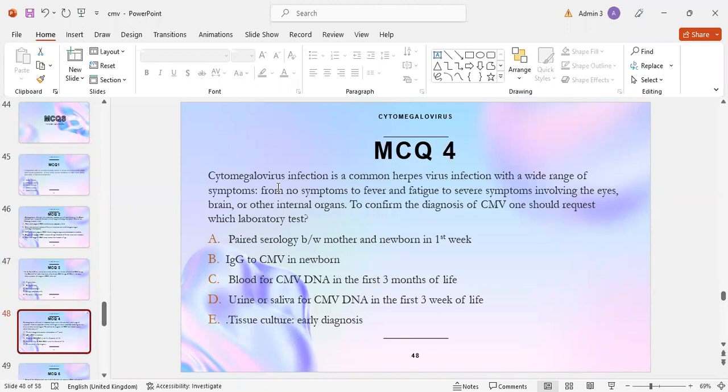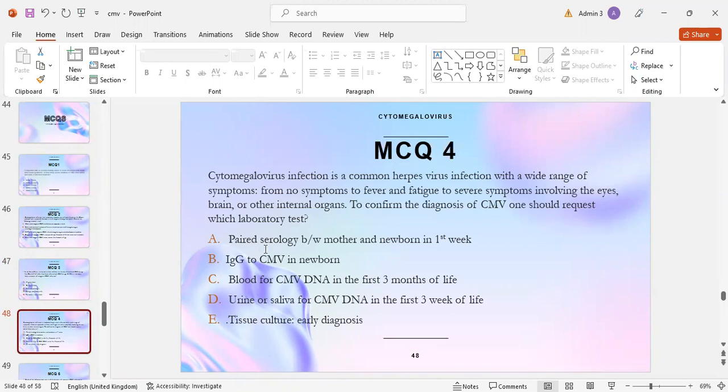Cytomegalovirus infection is the common herpes virus infection with a wide range of symptoms, from no symptoms to fever and fatigue to severe symptoms involving eyes, brain, and other internal organs. To confirm the diagnosis of cytomegalovirus, one should request which laboratory test?